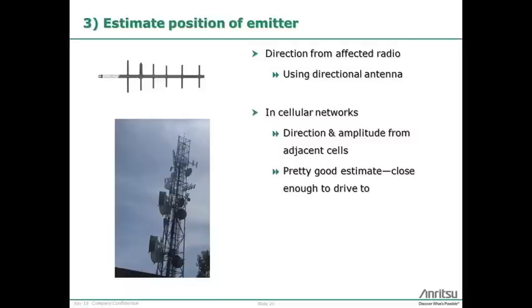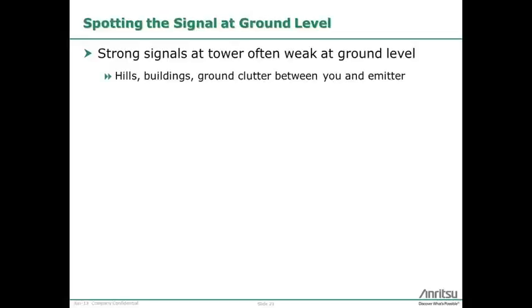Okay, now on to step 3. We've seen the spectrum at a known location. We want to do an estimate of where the emitter is located. So we use a directional antenna. It could be, like in a cellular network, a particular sector. And we can even get amplitude from adjacent cells, either in the same physical location or in another location. And we can use those to get a pretty good estimate. If we just have a bearing, we know what way to go. If we have multiple pieces of information, we even have a distance estimate.